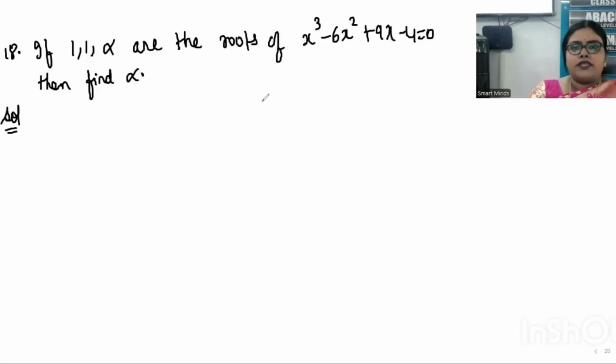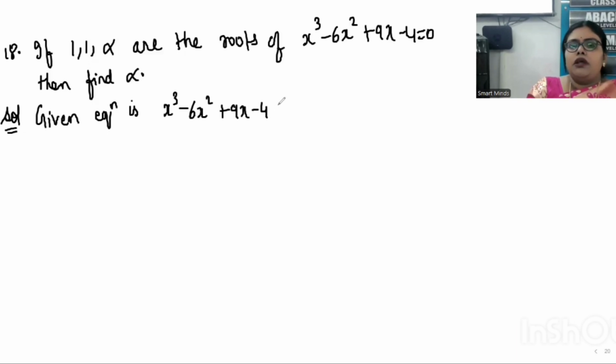Take the next question. This is a very important question from theory of equations. If 1, 1, alpha are the roots of x cube minus 6x square plus 9x minus 4 is 0, then find alpha. So first let us write down the given equation. Whenever an equation is given from theory of equations, always write the given equation, and from that equation you find A, B, C, D values. So A is 1, B is minus 6, C is 9 and D is minus 4.